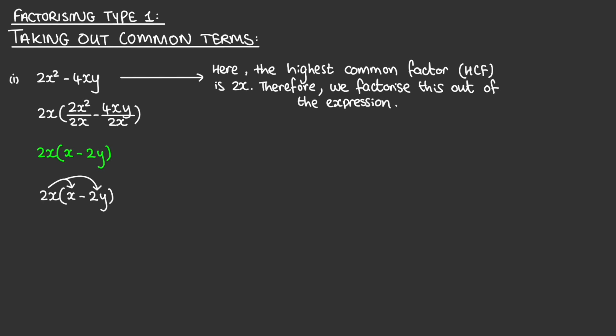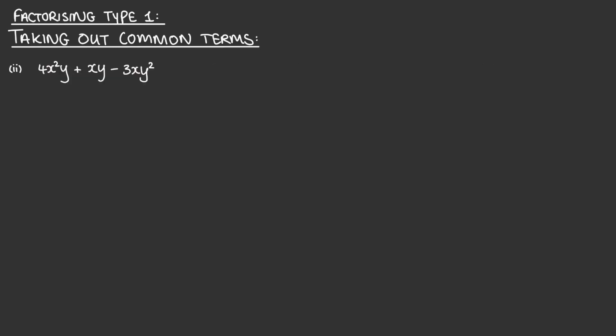Remember that we said that factorising is the reverse process of expanding out brackets. So if we expand out our answer by multiplying 2x by x and 2x by minus 2y, we are left with 2x squared minus 4xy, which tells us that we are correct, because that was the original expression we started out with. So for the second example, we are asked to factorise 4x squared y plus xy minus 3xy squared.